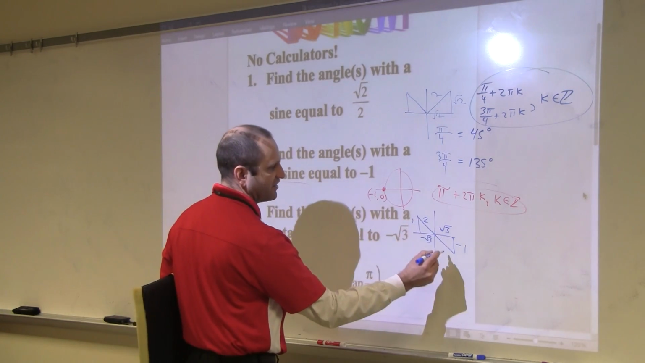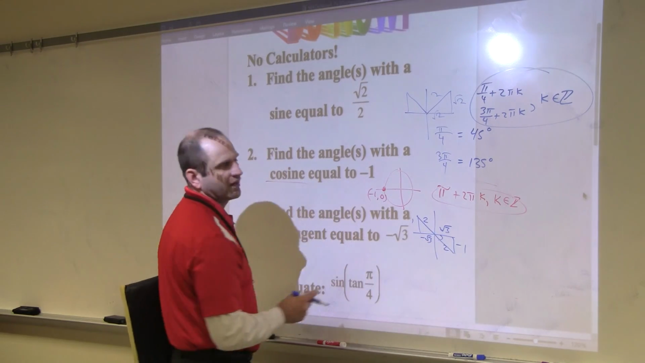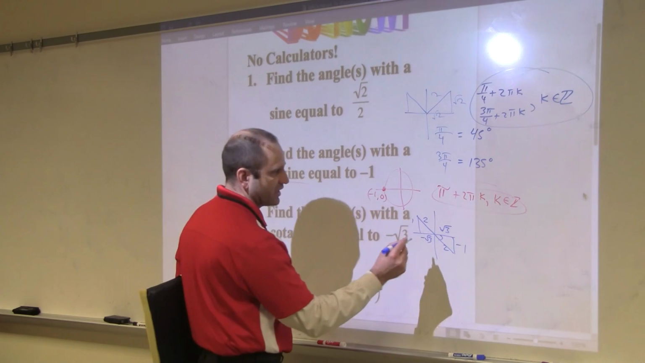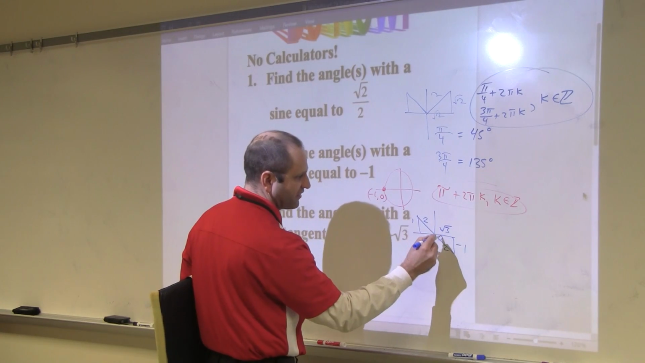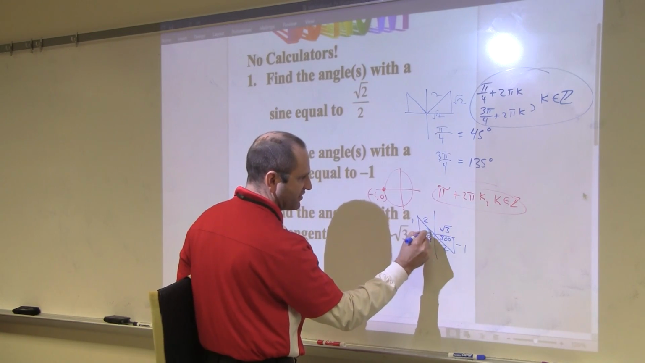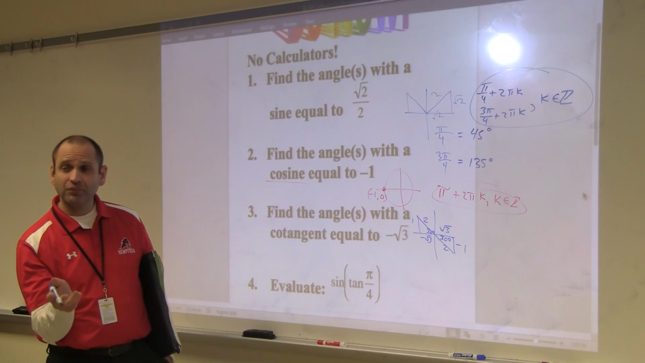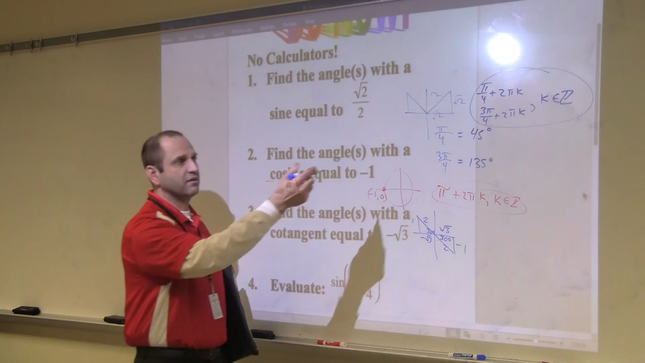And that is a special triangle. What's the reference angle here, Austin? 30 degrees or pi over 6. I did these in radians, I'll do this in degrees. 30 degrees. So we could do this as two separate things like we did the first one.